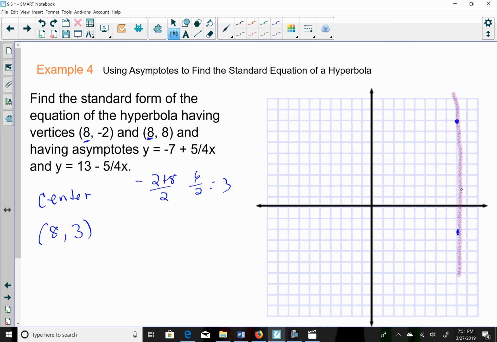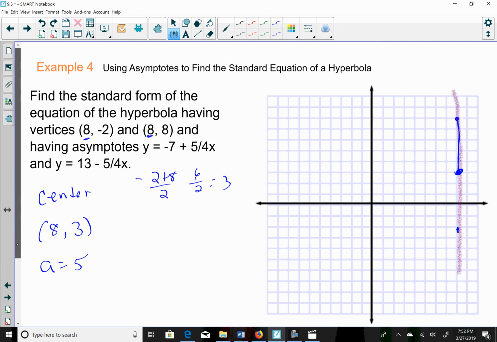Applying that point, 1, 2, 3, that is my center. And that looks like it's about the center. So I'm happy with that. Now I need to find my A. My A is going to be the distance between my center and my vertice, and I can count or I can figure it out. But when I do, I believe I get my A to be 5.